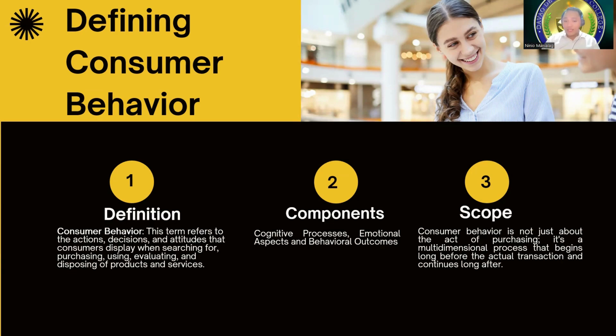Now let's go ahead and break it down. When we say multidimensional process, consumer behavior is multifaceted, involving cognitive, emotional, and behavioral dimensions. Consumers don't just walk into the store, make a purchase, and end their journey there, right? Instead, they go through several phases. The cognitive aspect involves thinking, learning, and problem solving.